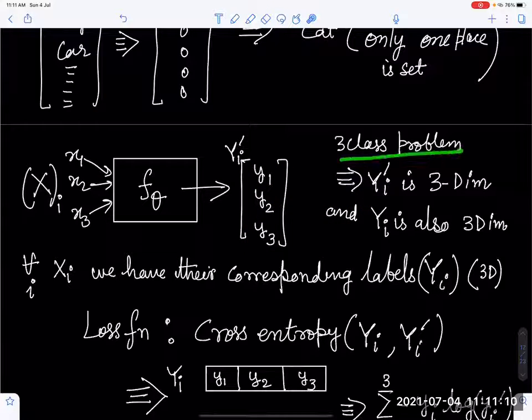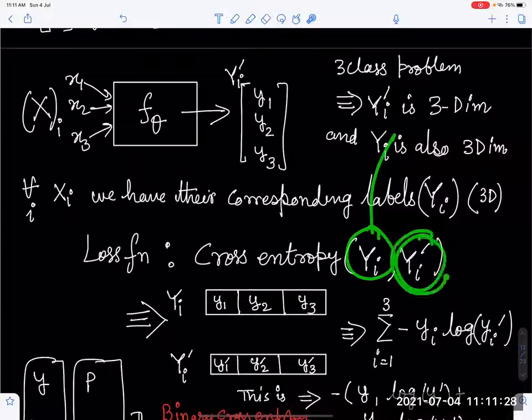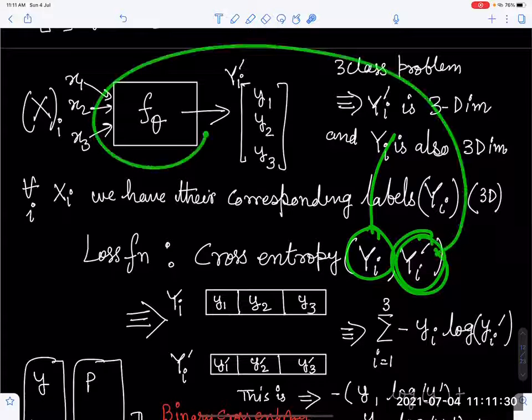Now, this is actually the three-class problem. I'm going to get three probabilities, and my loss function is actually the cross entropy, which is that I know yi. What is this? This is my ground truth. Y hat, that's my predicted thing. Who is going to predict? My network is going to predict. What is that value? These are the three values.